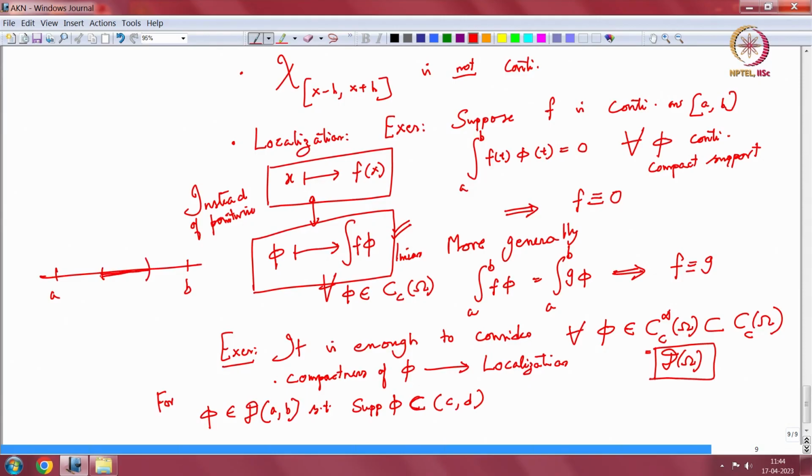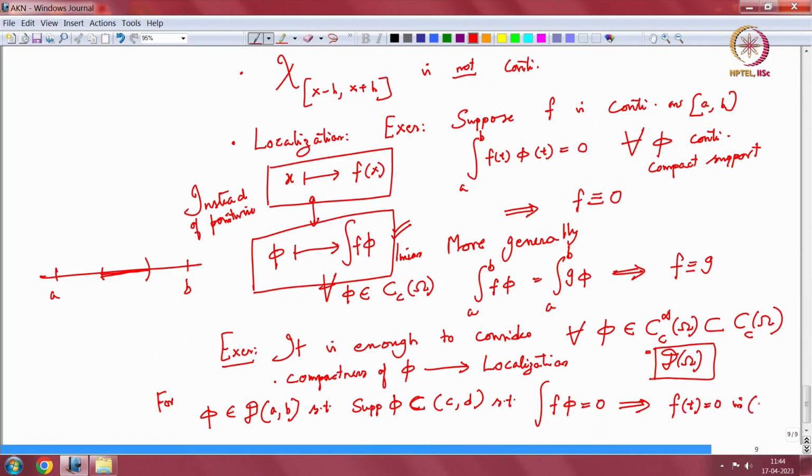Why is this called a localization? So suppose this formula says that integral of f phi equal to 0, instead of for all phi in D of (a,b), I am taking for all phi in D of (a,b) with support in a smaller class, equal to 0 for such phi, that implies f equal to 0 in (c,d), you see.